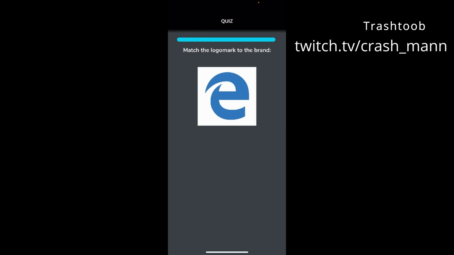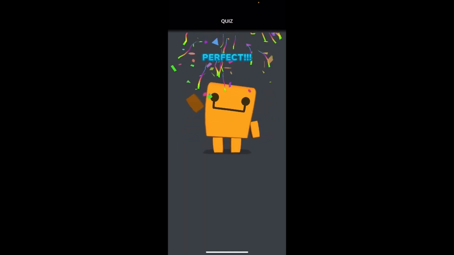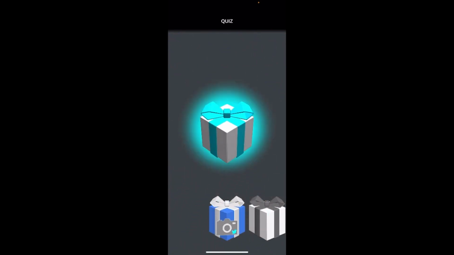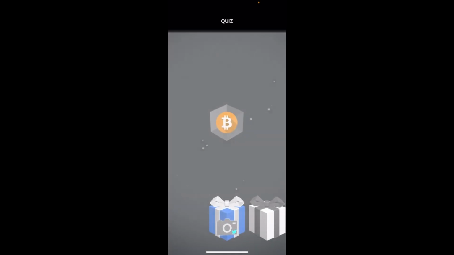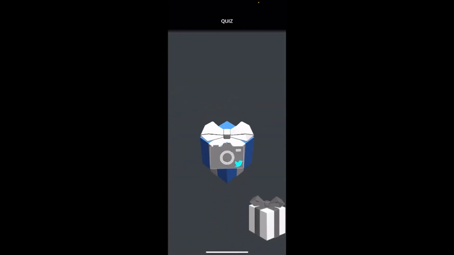Horrible. Oh, ooh. Edge, Internet Explorer. There we go. Didn't recognize that E because nobody uses it. Who out there among you uses Internet Explorer? Come on, we all use Brave. Free bats.